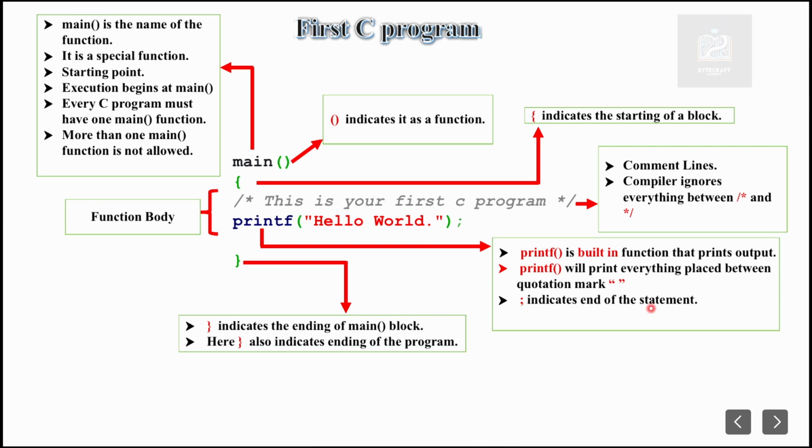This semicolon indicates the end of the statement. So if there is more than one statement, say three statements, every statement should have this, to make it quite clear to the compiler that this is the end of the statement.